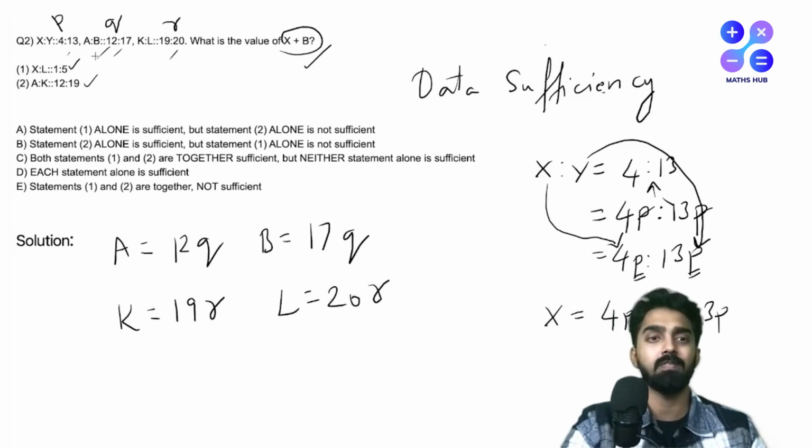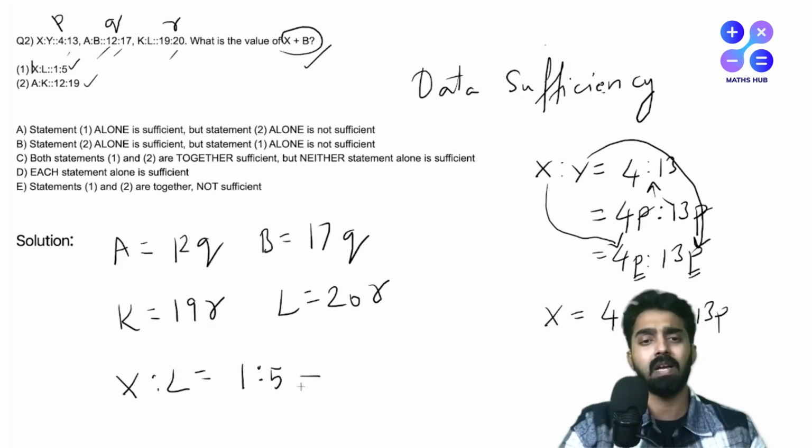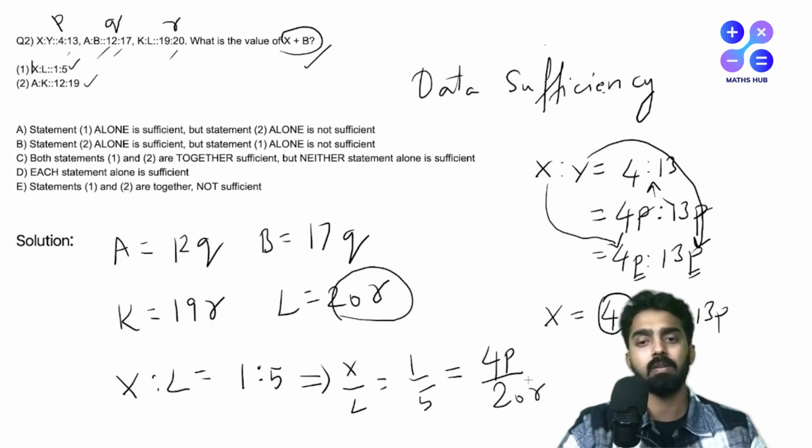Let's see if the first piece of information is of any use to us. They are saying x to L is 1:5. So let's write it as a fraction for ease of calculation. So x by L is 1/5. But we also know that x is equal to 4p and L is 20r. So 4p/20r is 1/5, and this gets cancelled. This means p equals r.